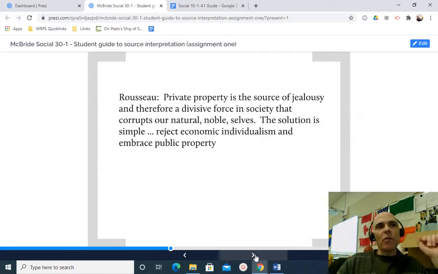Rousseau might say private property is the source of jealousy and therefore a divisive force in society that corrupts our natural noble selves. The solution is simple. Reject economic individualism and embrace public property. Public property is the solution to the malaise of modernity. The malaise of modernity is the jealousy that is created where our hearts and minds are corrupted by our competition with our neighbors because we see what they have that we do not and we're jealous.